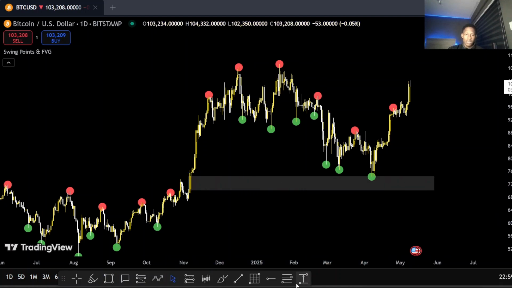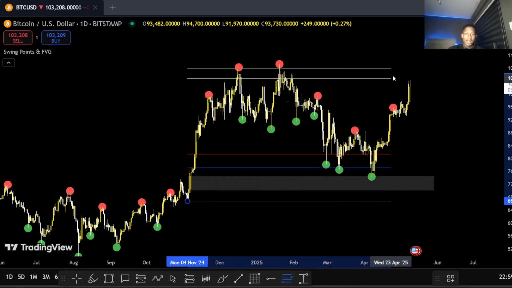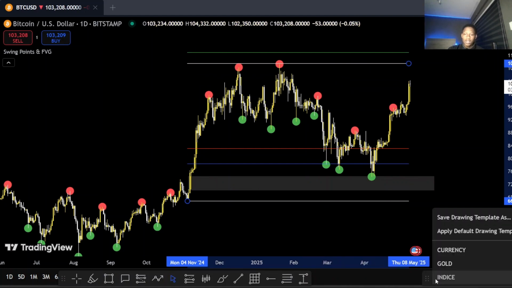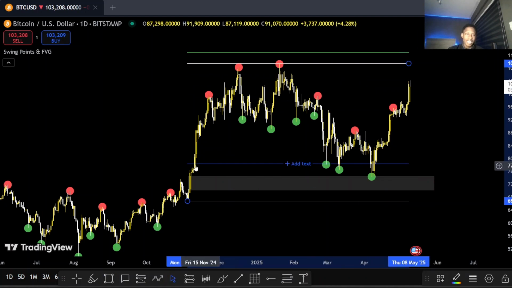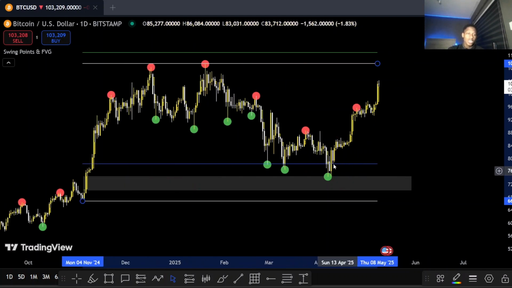This fair value gap to fill it out. Even when you pull out the Fibonacci, I've noticed that cryptocurrency follows like the currency. So 73% is a zone it likes to retrace off of. So this was a key zone to buy off of.